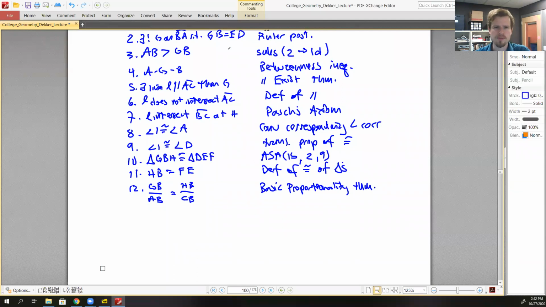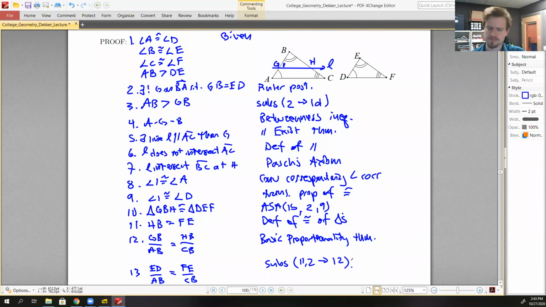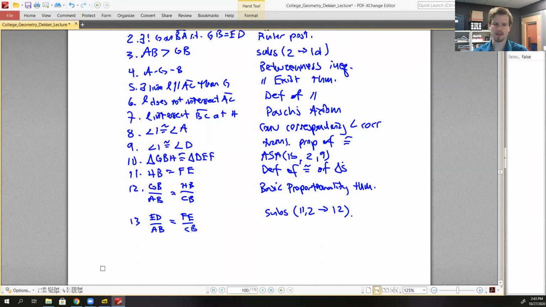But we have several equivalencies, right? GB is equal to ED. So this is ED over AB is equal to, and we have that HB is FE. So this is FE over CB. And that's by a substitution of both lines 11 and 2 into line 12. Okay, so we have this equality here.